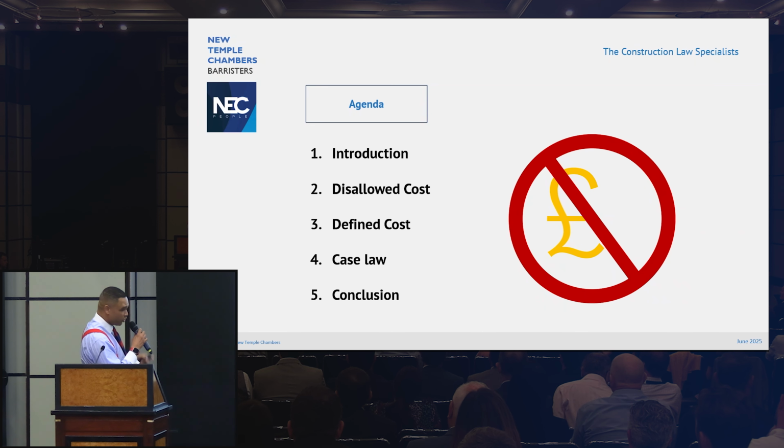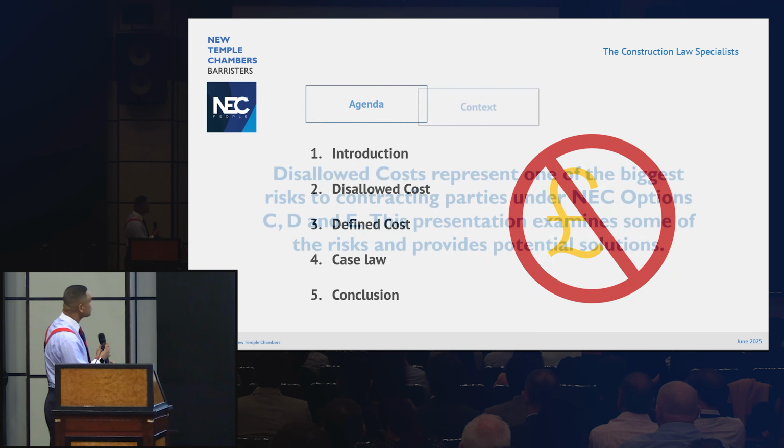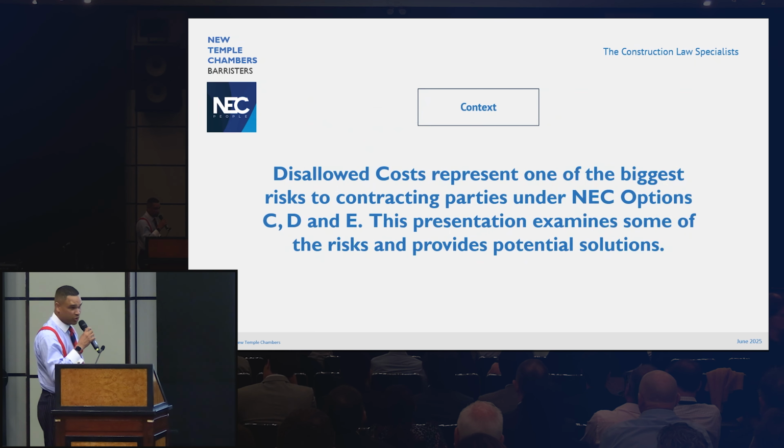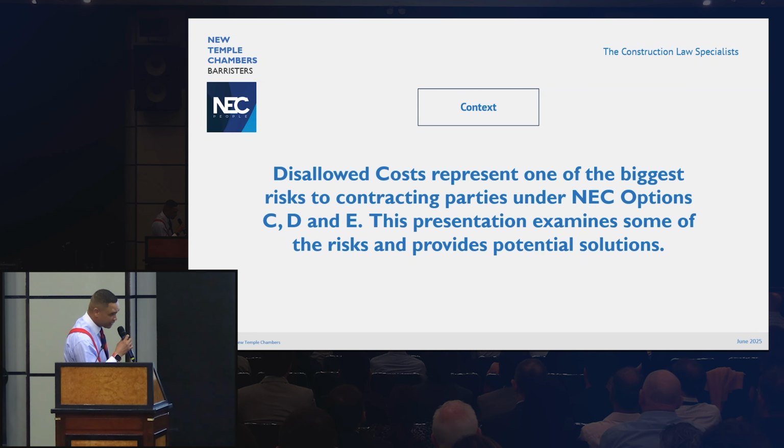And then there's one case which, there's a few cases I wanted to discuss, but in the timescales, there was only one which I've picked up that I'm actually going to go into some brief detail on, and then conclude. So disallowed costs represent, I'd probably say, the most important risk to contractors and contracting organisations in respect of the options which I've identified, options C, D and E.